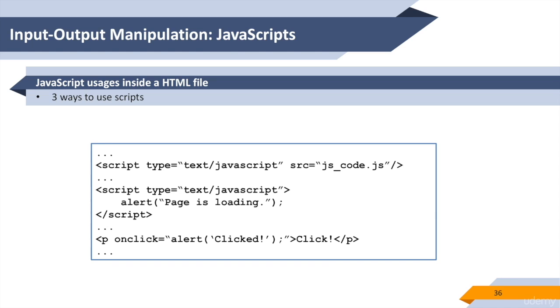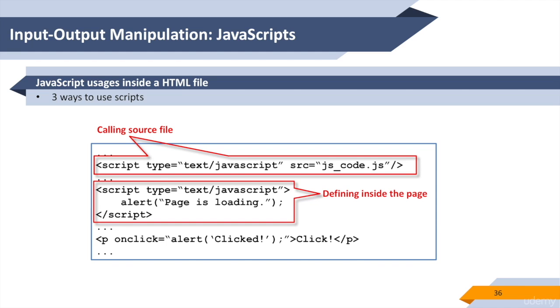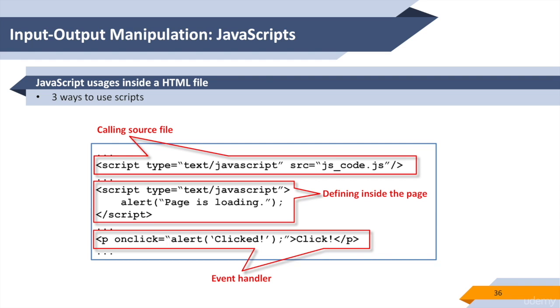JavaScript can be used in an HTML file in three different ways. You can write JavaScript code into a different source file and call it from the HTML page. You can write script code into the HTML file using script tags. You can write script code in event handlers.